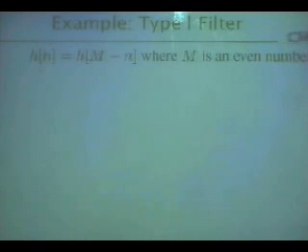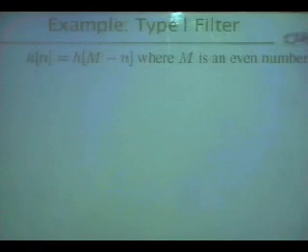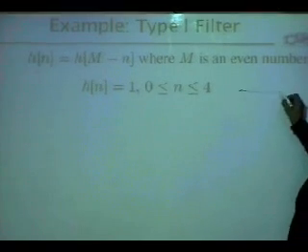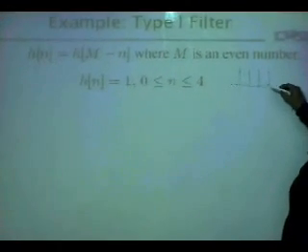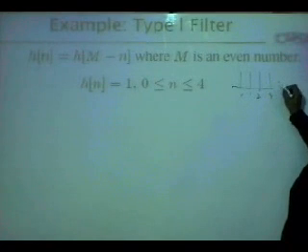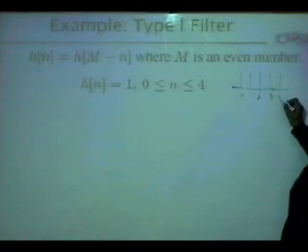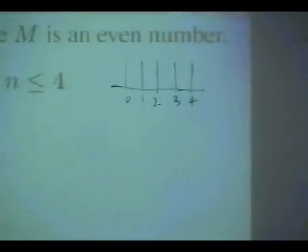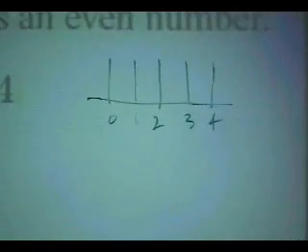Type 1, we know if m is an even number, this is the filter, a symmetric filter. An example is this: 0, 1, 2, 3, 4, 0, 1, 2, 3 and 4. This is the simplest example. This is a type 1 FIR filter with m even and an odd number of coefficients.